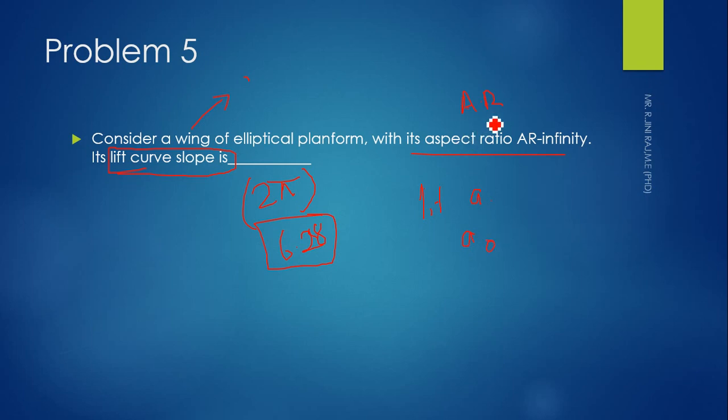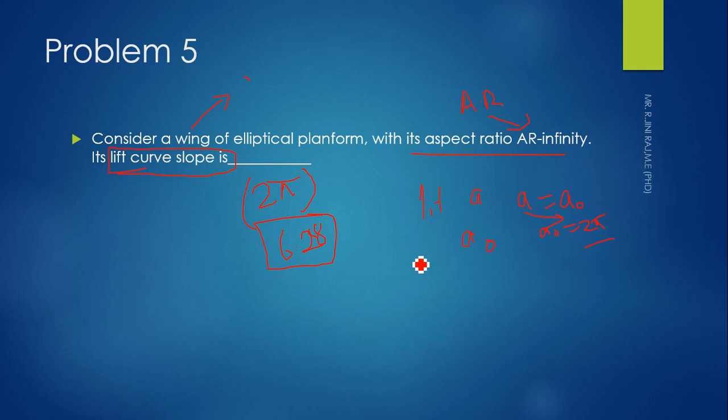When the aspect ratio is equal to infinity, this a will be equal to a naught. Then we know the lift curve slope for an airfoil is equal to 2 pi. Then automatically the value of the lift curve slope for this elliptical wing will also become 2 pi. Sir, how will we get 2 pi? Yes, from thin airfoil theory we know the lift curve slope for an airfoil is equal to 2 pi. Whatever the airfoil may be, the lift curve slope remains the same only.